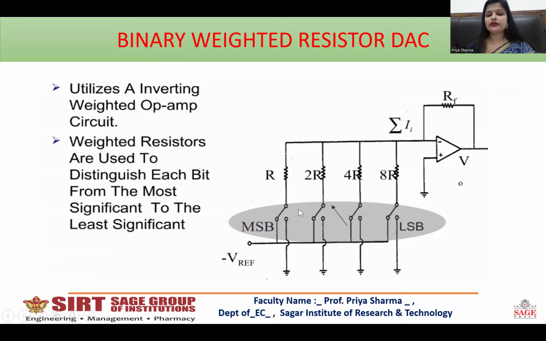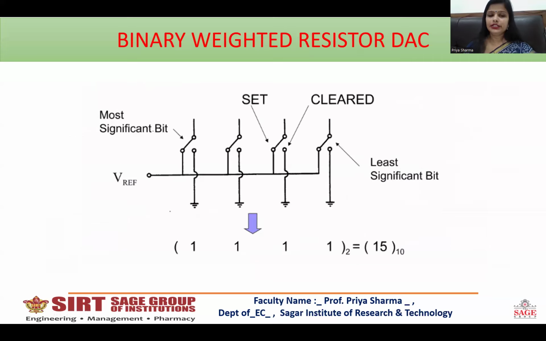It is a switching network. If the switch of a particular resistor is connected to minus V reference, that implies it has a binary input of 1, and if it is connected to the ground, then it implies the input is 0 or low. The weights of the resistors are decided using powers of 2, like 2 to the power 0 R, 2 to the power 1 R, 2 to the power 2 R, and 2 to the power 3 R, and so on, depending on the number of bits the resistors are used for.